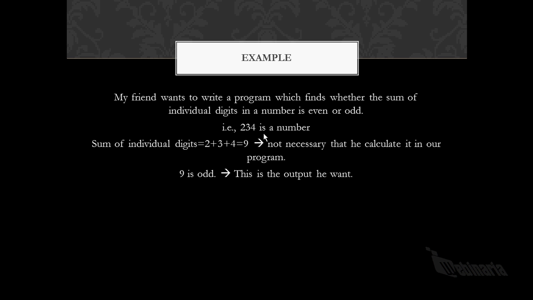So in my situation, I don't want to show the user or the other programmers how I calculated the sum of individual digits, because that is not necessary. What they are more intended to find is whether the sum is even or odd. They want to see only whether the sum is even or odd. They don't want to see how you calculate the sum of digits and later on how you calculated whether the sum is even or odd. For that reason, I have written two classes here.